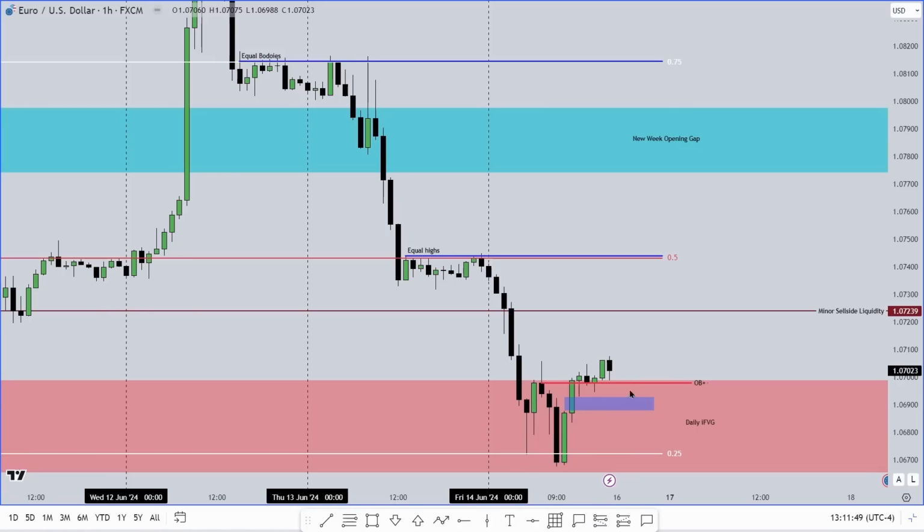Obviously, if this gives up the ghost, as ICT would say, and it drops lower, then I'm going to sit on my hands and wait for more information. So it'll be interesting to see what transpires this week. Of course, next week we'll review, again, price action, and I'll give you a little bit more study points and observations that we have seen throughout the week.